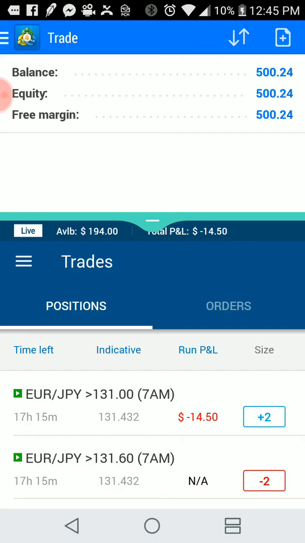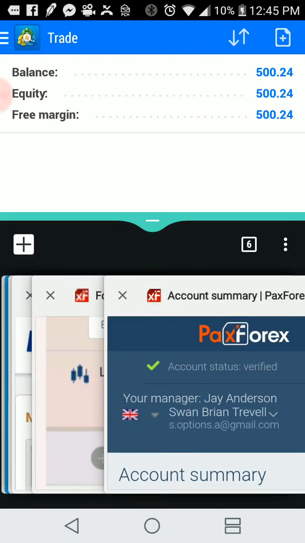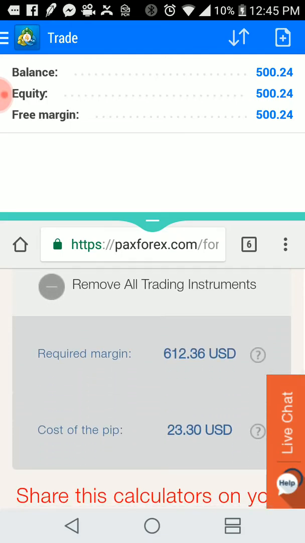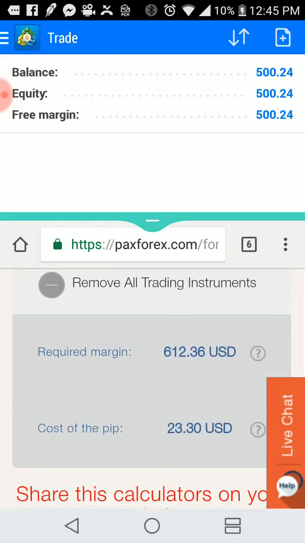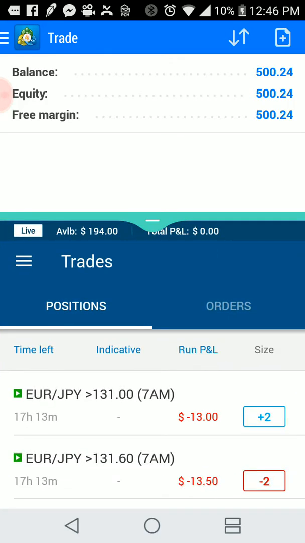So first thing, we want to check to make sure that we have the right amount here, which we do. And I'll go here, and we will say 2.5 lots at $23.30 a lot, and we'll be going 10 pips on that, and that will give us what we need. So back in Nadex, 3100 is our bottom, and 3160 is our top. So let's go over here to 3160.